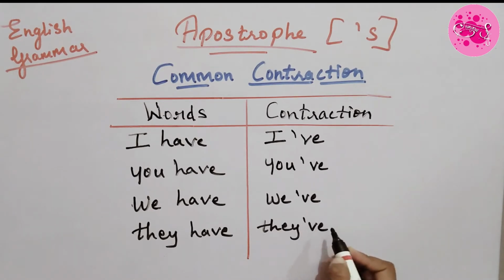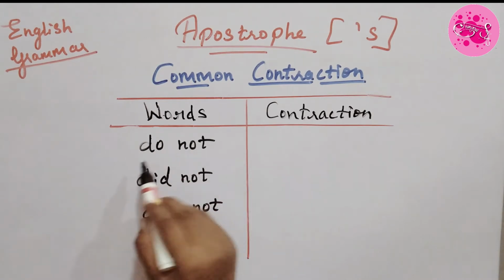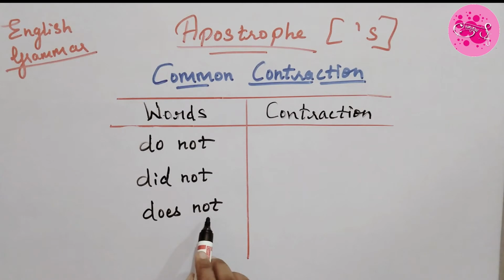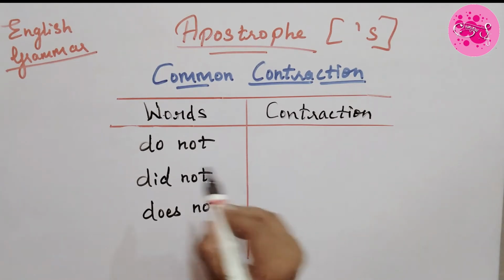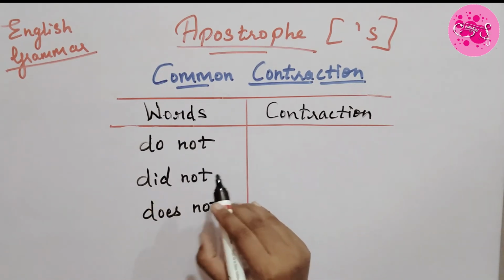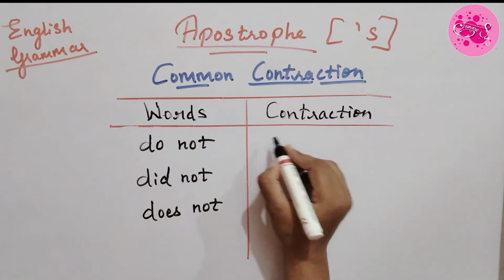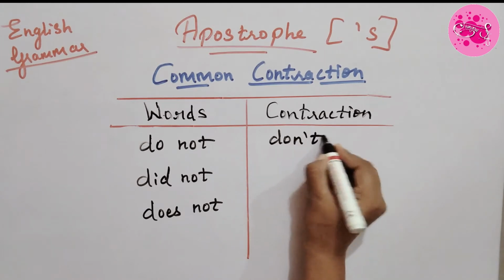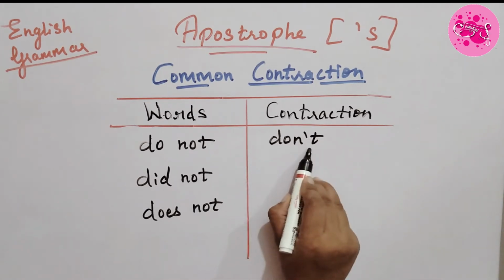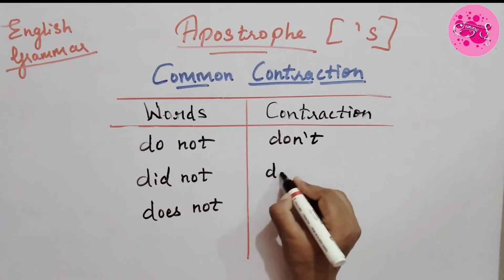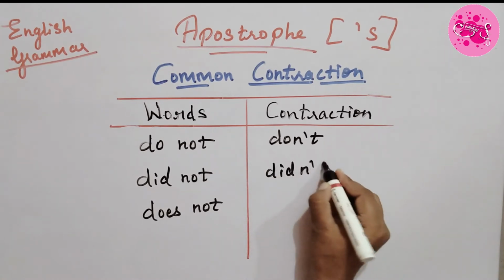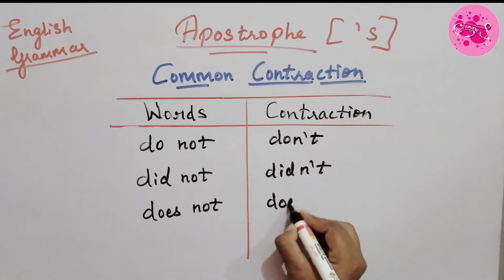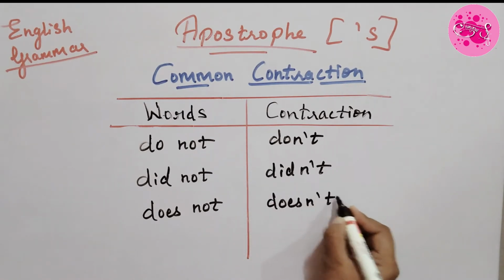Let's move further. Words like do not, did not, does not. Yes, so how can we write the contraction? Don't means D-O-N apostrophe T. Don't. Didn't, did n apostrophe t. Doesn't, does n apostrophe t. Okay.